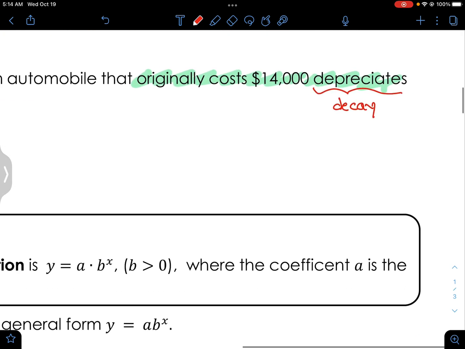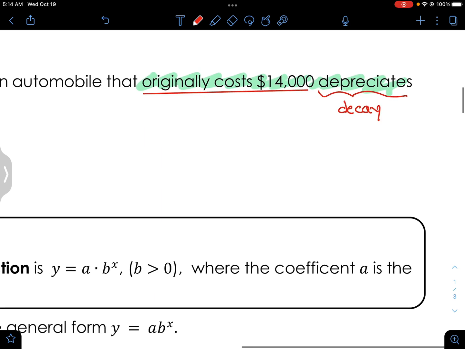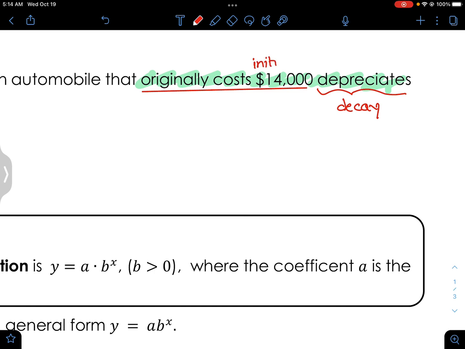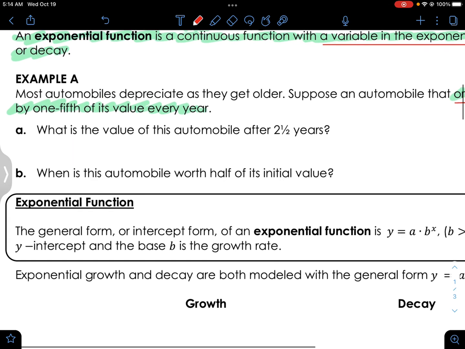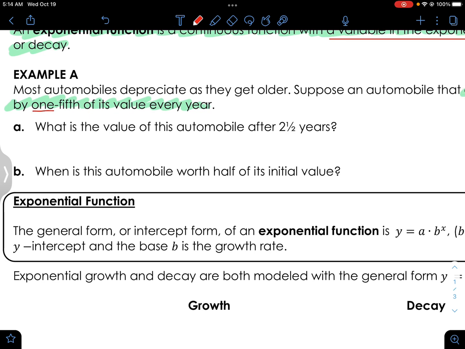Our original cost, our initial value, is $14,000. So this is our initial value. And then we know that our rate of decay is 1/5. So this is our rate of decay. And again, 1/5 would be equal to 20%. So it's losing 20% of its value every year.